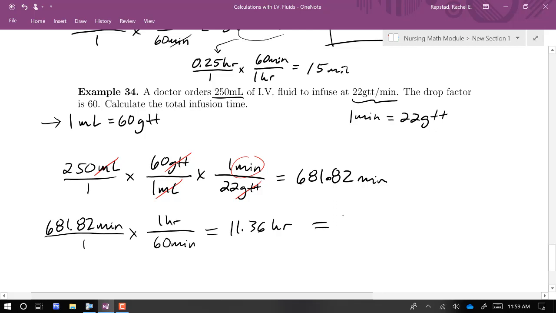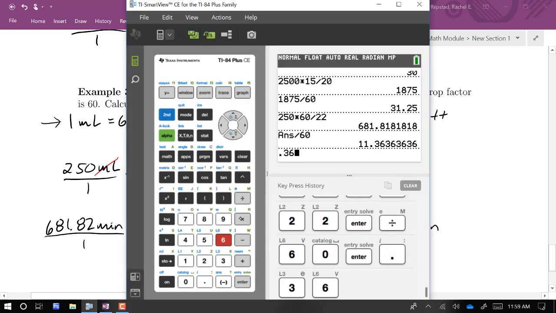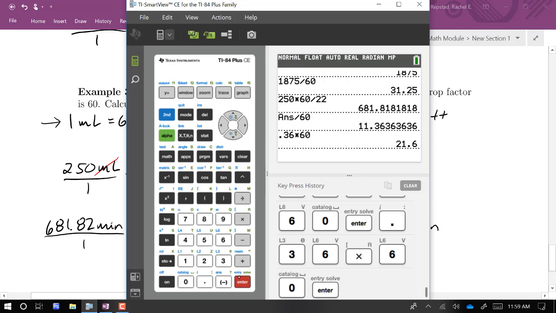So now this is one of those times where I'm really going to need to use this technique up here to convert. So I've got 11 hours and so many minutes. So I'm going to take this 0.36 hours to figure out how many minutes. So 0.36 times 60. 21.6, I'll round that to the nearest minute. We'll call that 22 minutes.